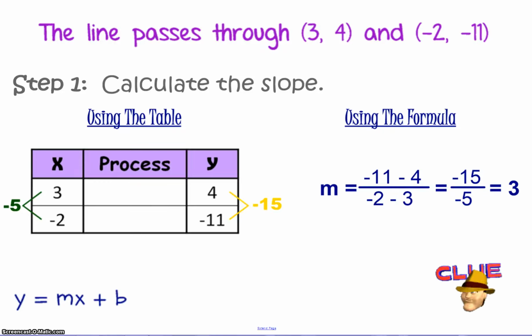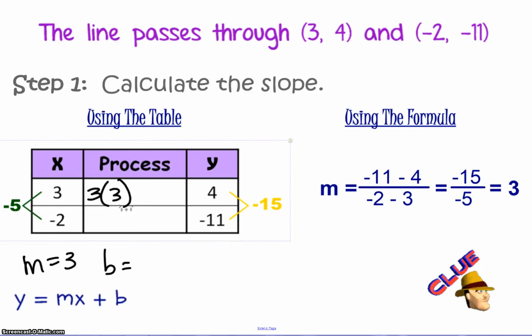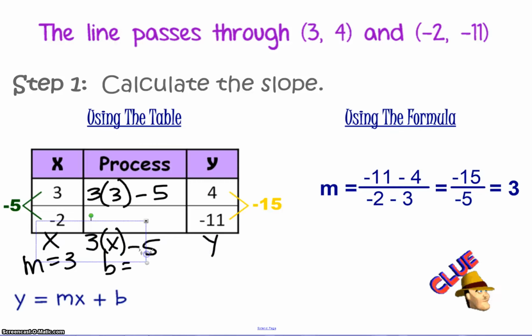So let's go ahead and find what our b is. We know our m is 3. Now we're looking for our b. We know that our process was 3 times x. Well, 3 times 3 is 9, but what are we looking for? We are looking for 4. So how do I get from 9 to 4? And the answer is -5. So if I had x here and y here, our process would be 3x minus 5. So our b is -5.